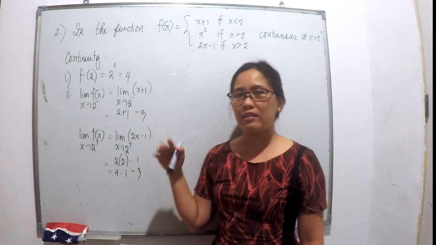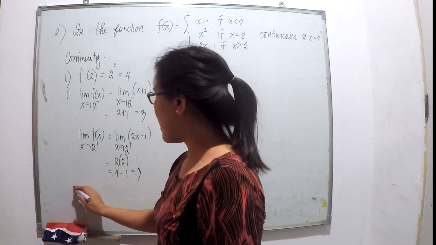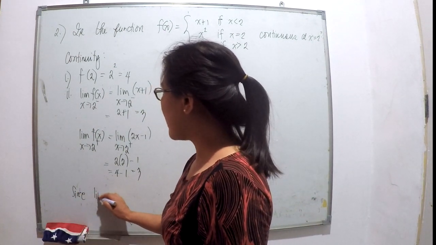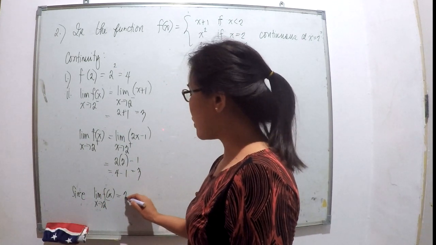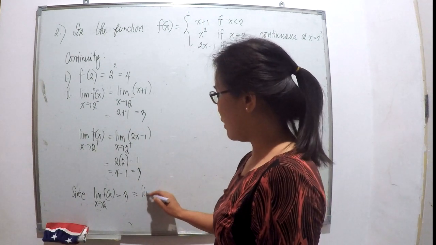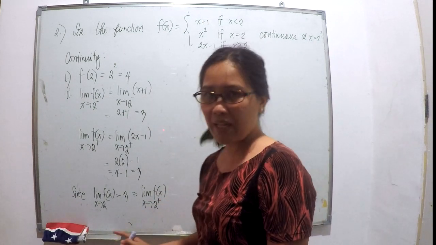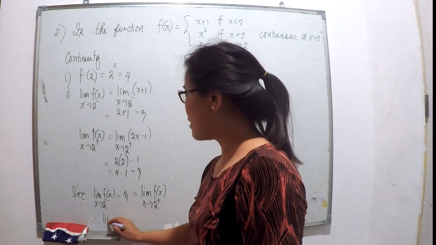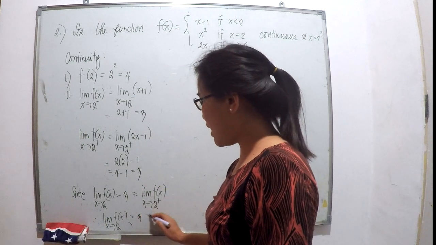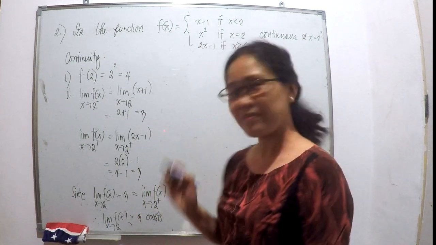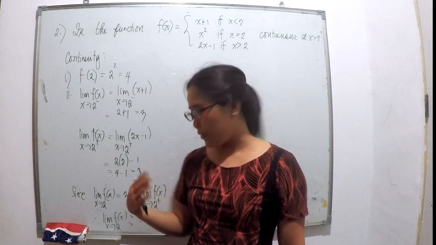Now, if we look at the left-hand and the right-hand limit, we can say that they are equal. Since the limit of f of x as x approaches 2 from the left is equal to 3, which is also equal to the limit of f of x as x approaches 2 from the right, therefore the limit of f of x as x approaches 2 is equal to 3 and it exists.